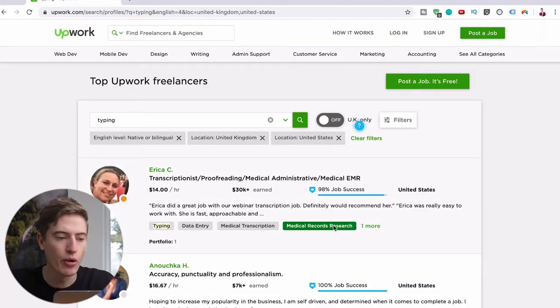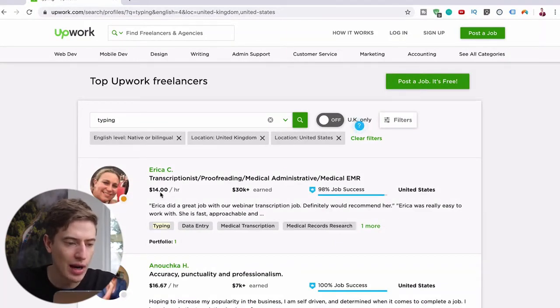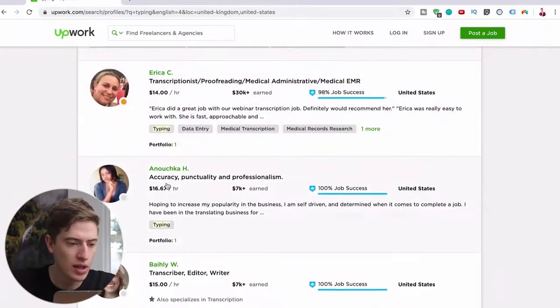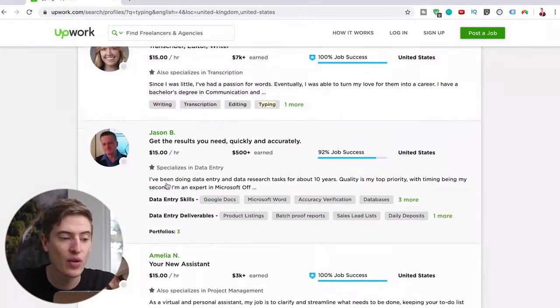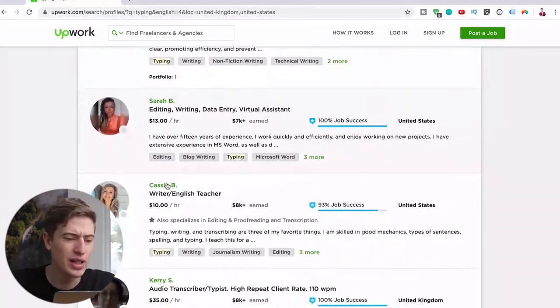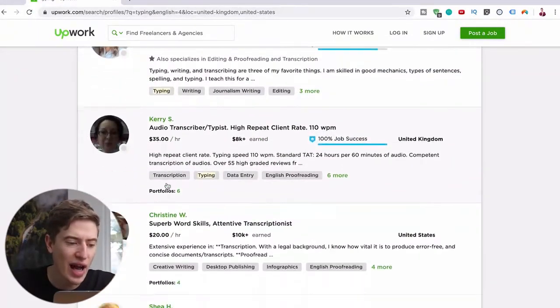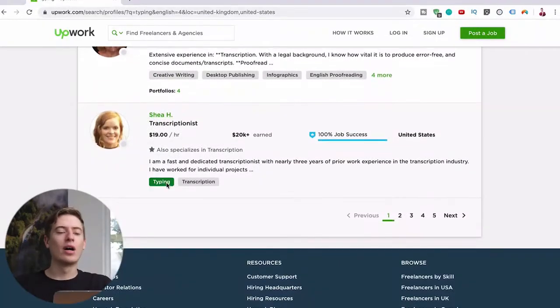And let's have a look at what people are charging, and this could literally be you, all right? She's charging $14 an hour to proofread, to transcript, basically. This one is $16.67 an hour. This one's $15 an hour. This one's $15 an hour. This one's $15 an hour. $30 an hour. $10 an hour. $35 an hour. $20 an hour. $19 an hour. Okay, so you can see there's a lot of money to be made here.